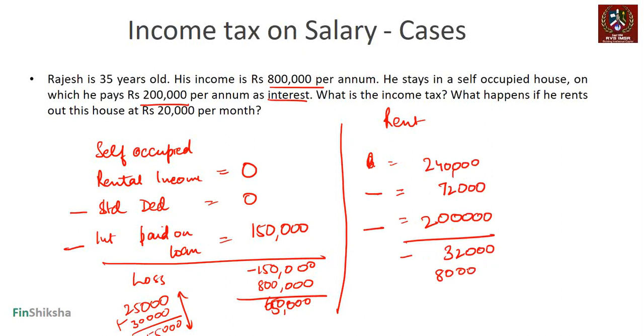We add 8 lakhs to this. Overall income is 7,68,000. On this, the tax is going to be 25,000 till 5 lakhs, and then 20% of 2,68,000. 20% of 2,68,000 is approximately 53,600. Sorry, 26,800. That's the total taxation.